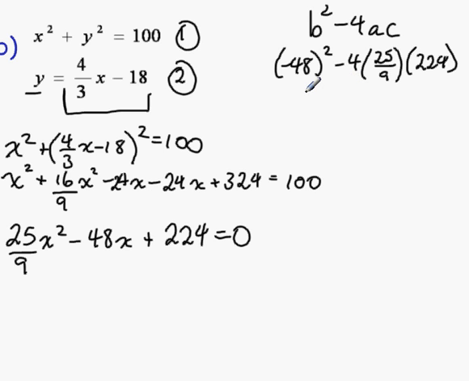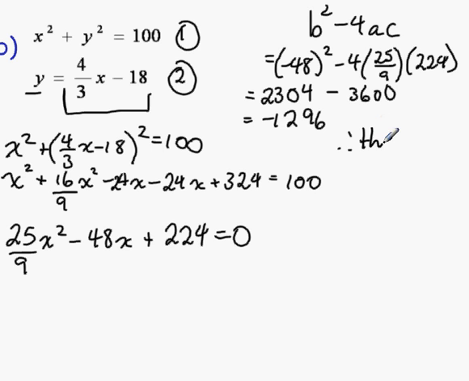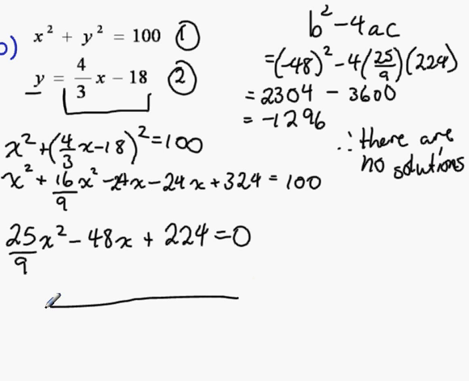So if I simplify this, I end up with 2,304. And over here I end up with minus 3,600. This is going to give us -1,296. Okay, so what that means is our discriminant is negative, which means there are no solutions. So there are no points of intersection. So we do not have to do anything else with this equation here. We can leave it in standard form and say there are no solutions for this system of equations. Okay, so all that means is this line doesn't touch that circle.